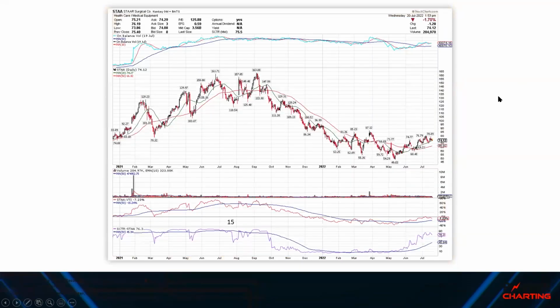And the next one we have is STAAR Surgical. Very interesting structure. Looks like a cyclic accumulation type event. Look at this beautiful distribution up here. Really beautiful. So John, we have about 3 minutes left. Give us a couple of key points here.